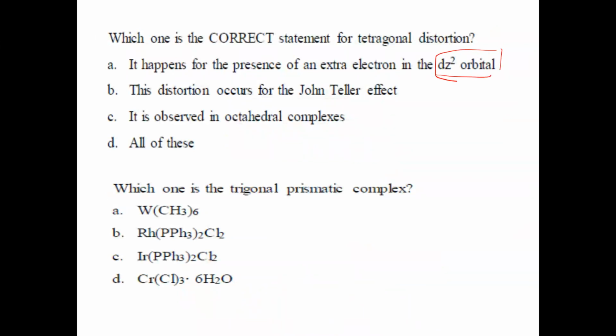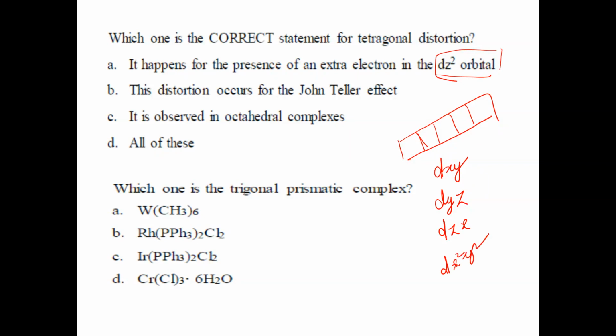Okay. So basically, you know, there are five d orbitals, right? One is dxy, dyz, dzx, dx square minus y square, and dz square. And this distortion occurs for the Jahn-Teller effect. It is observed in octahedral complexes and all of these.